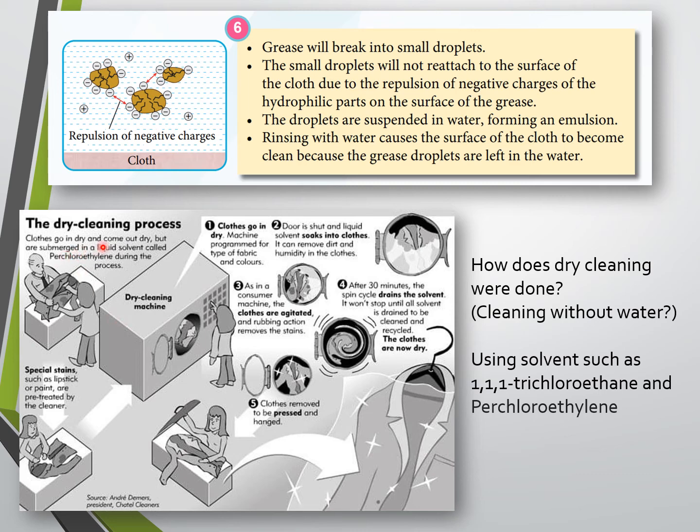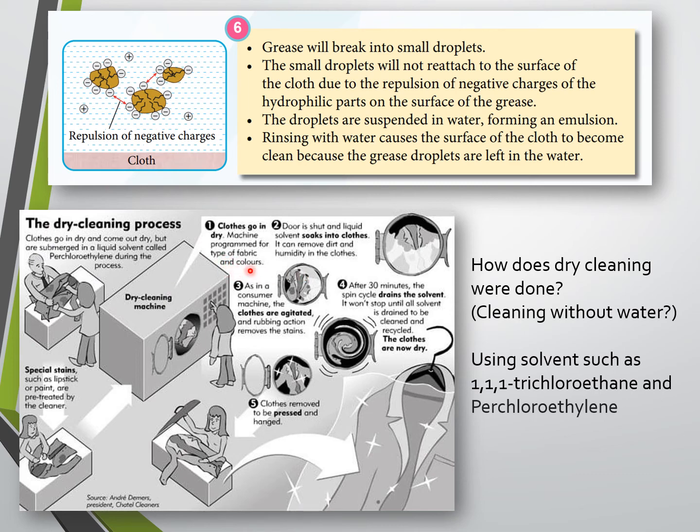The clothes go in dry and come out dry, but are submerged in a liquid solvent called perchloroethylene during the process. So they're using an organic solvent, for example, perchloroethylene or 111 trichloroethane. I think 111 trichloroethane is an easier molecule to draw, maybe. Yeah, ethane, just 2 carbon. Special stains such as lipstick or paint are pre-treated by the cleaner. Oh, we have the dry cleaning machine. So this machine will, okay, clothes go to the drying machine.